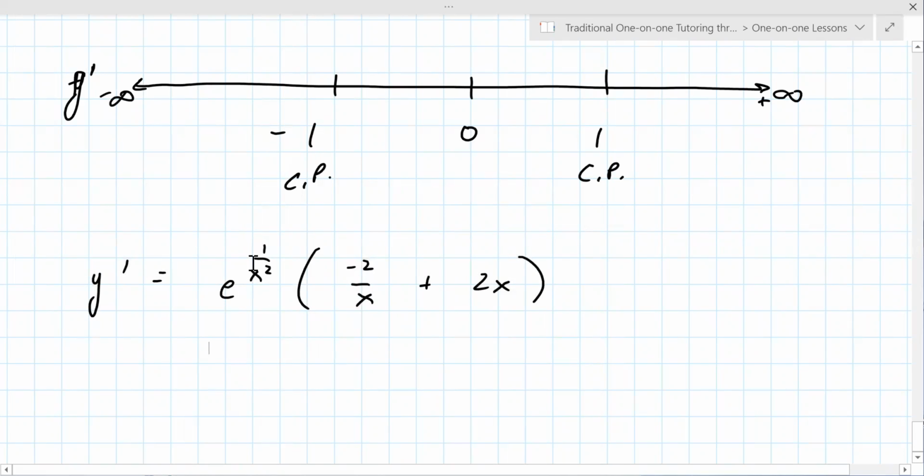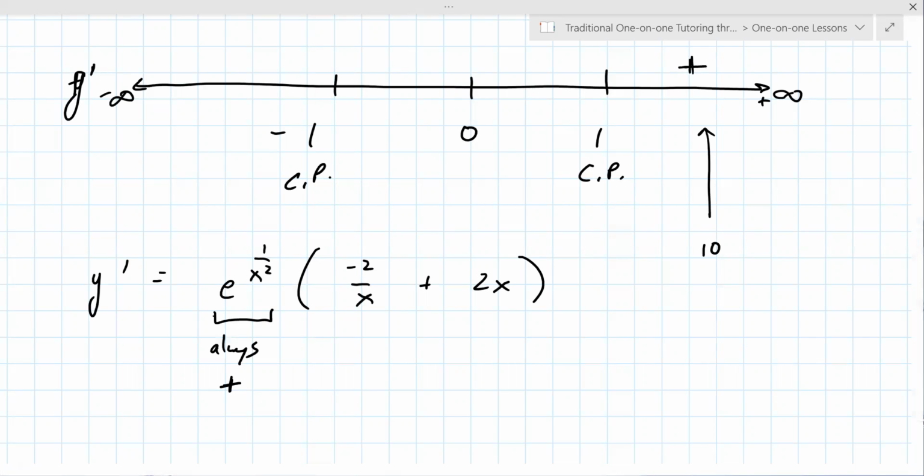Okay, and I'll just make a point that this E is always positive. So it really comes down to what's going on in here. So let's test a number over here, like 10. So this is always positive. Minus 2 over 10 is whatever it is, but it's plus 20. So that's positive in there. So do you see how that's positive? Because this is always positive. 20 is much bigger than that.